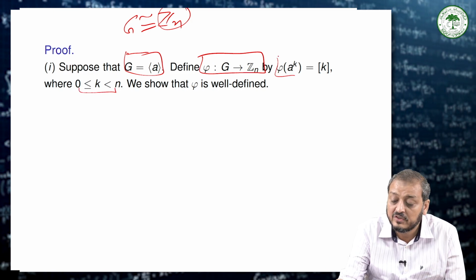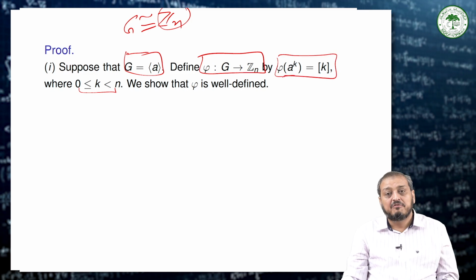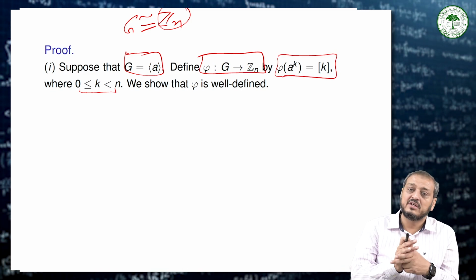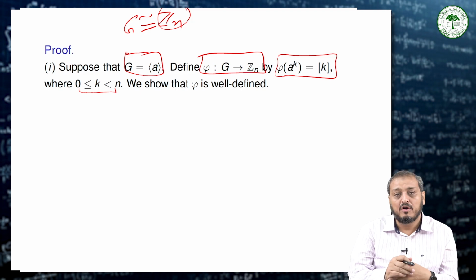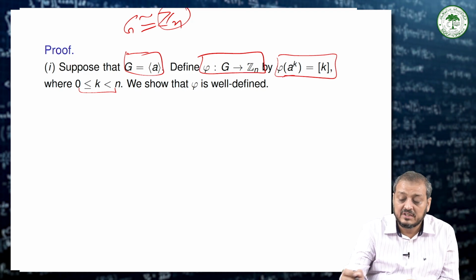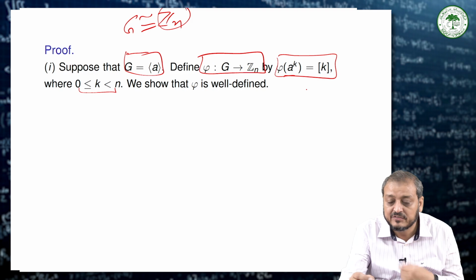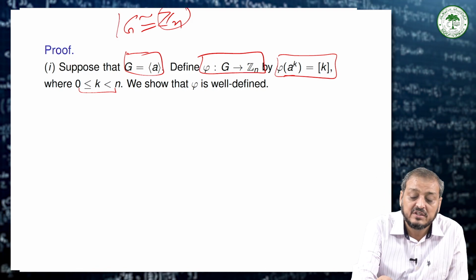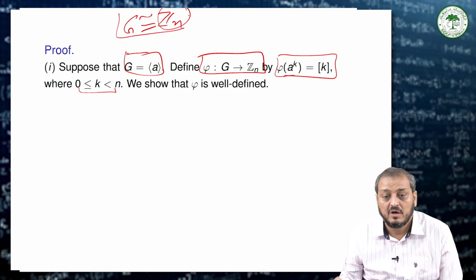The first objective is that this map should be well defined, and then we try to show that it is one-one, onto and a homomorphism. If the map satisfies all these properties, then we can say that G is isomorphic to Zn.